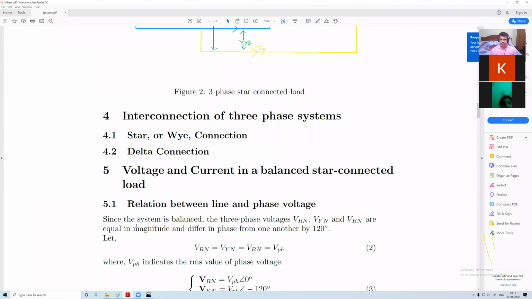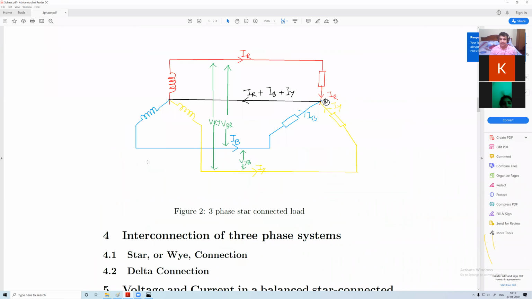So as we discussed, the phase voltage is the voltage between any of the two points and the neutral wire. Actually, they are not inductors. You can consider them as generators. They are not inductors. These are generator windings. The load here could be inductive, but these are not inductors.